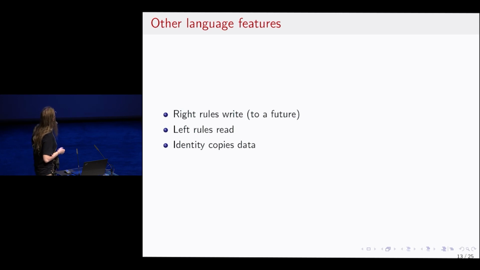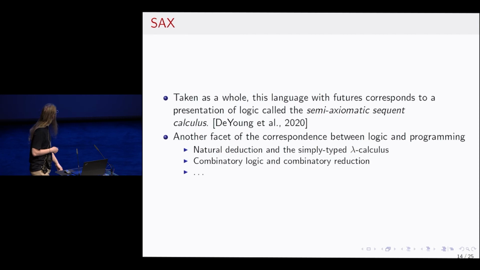So briefly, we're working with a sequent calculus here. So we have left and right introduction rules. And broadly, the right rules are going to write to a future. The left rules are going to read from a future. And the identity or axiom rule is going to copy data from one location in memory to another, or from one future to another. I don't really want to get into details for time reasons, though.